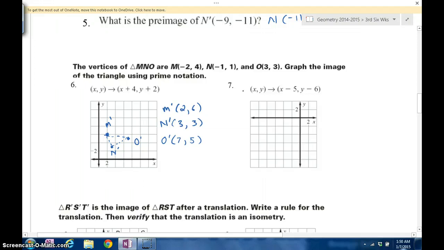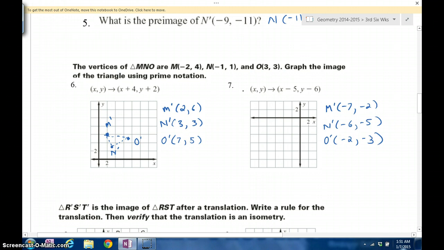So taking the same coordinates, we're going to find the new M prime here. So negative 2 minus 5 is negative 7. And then 4 minus 6 is negative 2. N prime. Alright, so negative 1 minus 5 is negative 6. And then positive 1 minus 6 is negative 5. Alright, then we have O prime, which is 3 minus 5 is negative 2. And then 3 minus 6 is negative 3.